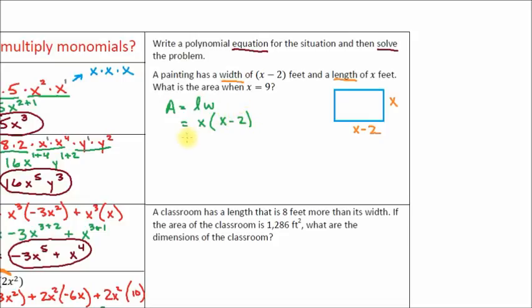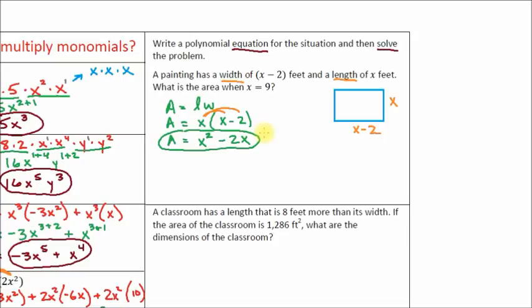Well, this looks familiar. Here is a monomial times a binomial. Let's distribute. X is going to multiply times x. X is going to multiply times negative 2. So x times x is x squared. Remember, x to the first power times x to the first power is x to the 1 plus 1, which is x squared. X times negative 2 is negative 2x. So we just found the first part of our question. Here is our polynomial equation. This equation represents the area of this painting.